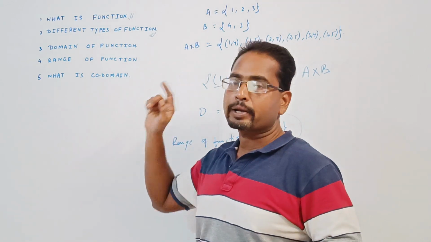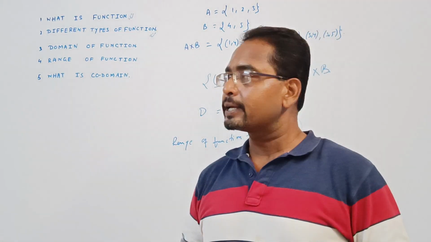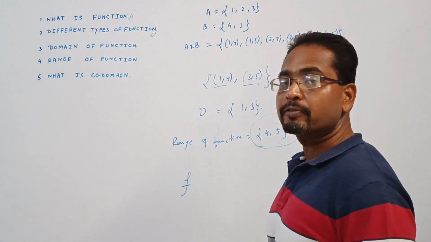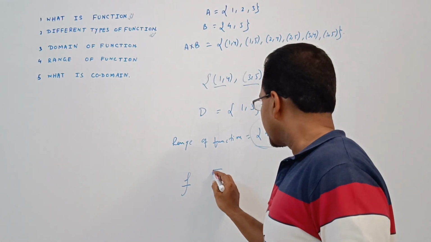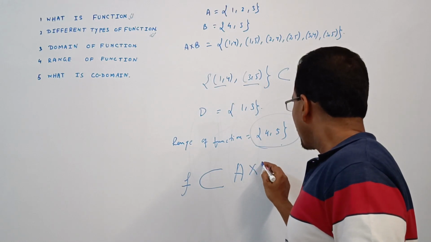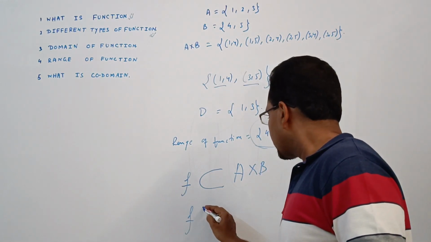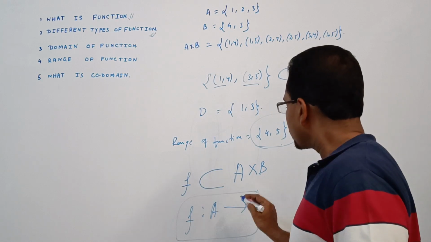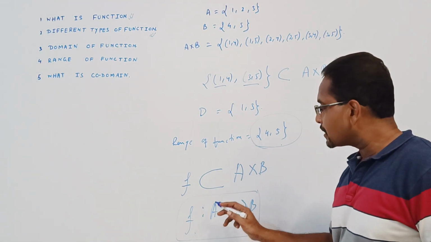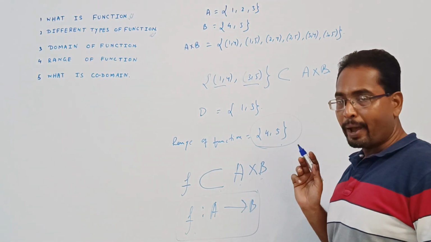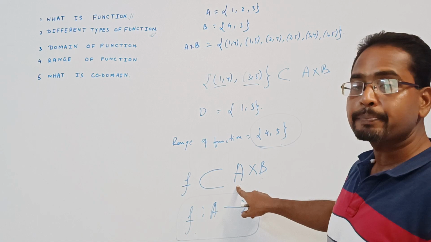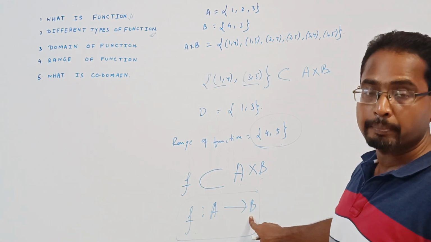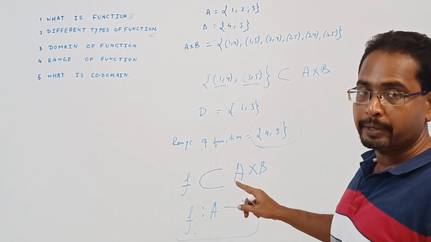Now we are going to learn what the codomain of a function is. If I say the name of the function is f, and since it is a subset of A cross B, we can write it this way: it is a function from A to B. When I write it this way, it means my function is a subset of A cross B, where the domain is a subset of A, and the range is a subset of B, and B is the codomain.